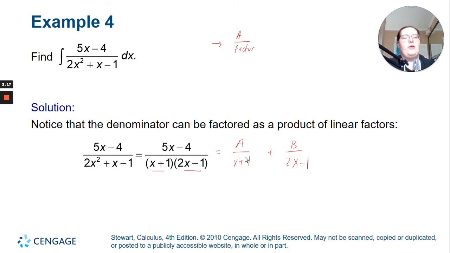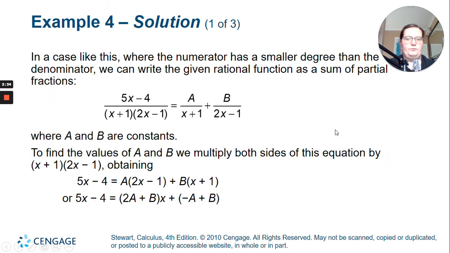Whatever you have on the top is always 1 degree less, unless you start having multiple factors, like if I had one of these squared, that's different. But a linear factor is always going to have just a constant on top. If I had an x squared, then I would have a linear term on top, that kind of stuff. So we've written this: A over x plus 1 plus B over 2x minus 1.